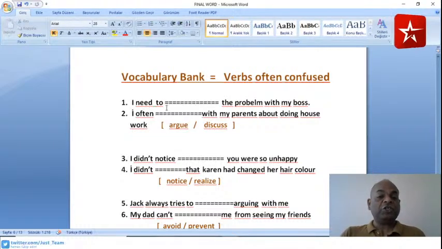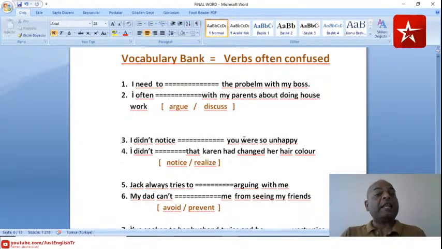I need to dash the problem with my boss. Number 2 says, I often dash with my parents about doing housework. Now we got 2 words here, argue and discuss. So tell me, what should be number 1 and what should be number 2, guys? I need your answers there. Great. We got the answers coming out from Arif says discuss and argue. Number 2 is discuss. Oksana says argue and discuss.